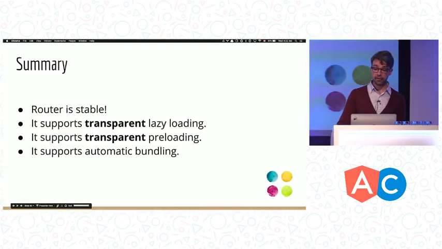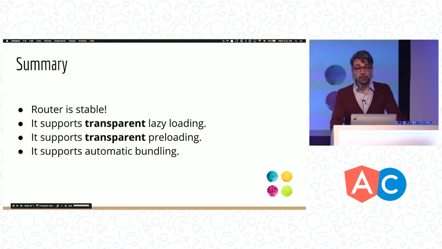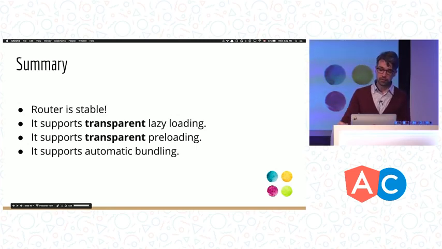So let's recap what we learned today. First, the router is stable. And it took us forever to make it stable, but it's stable now, so it's good. Second, from the very beginning, we knew that transparent lazy loading is a key feature we need to provide. So you can build your application first, and then later you can decide how you want to bundle it. And your application should work the same way. So transitioning in and out should be done with minimal effort.